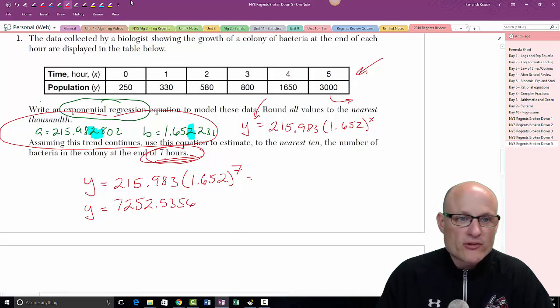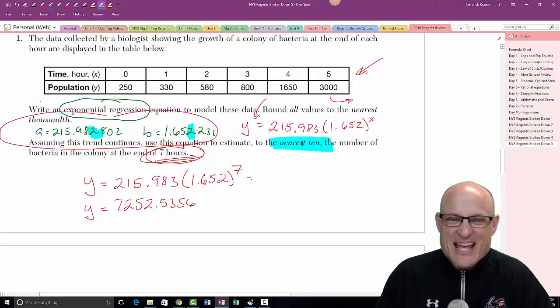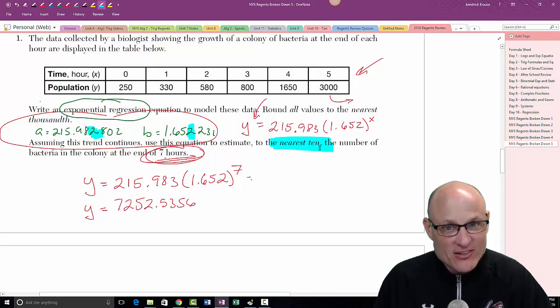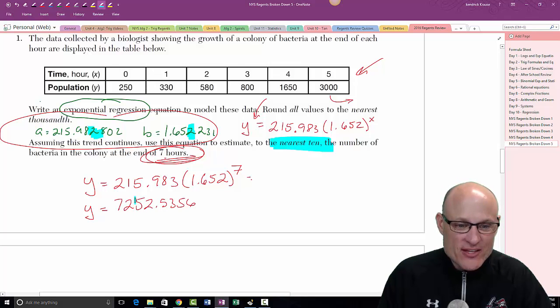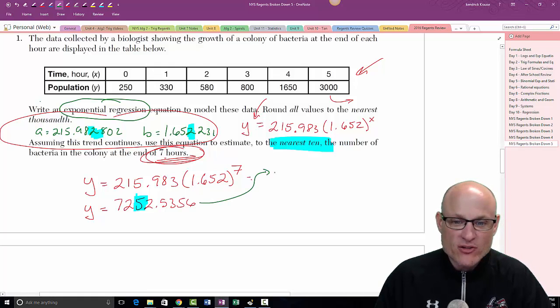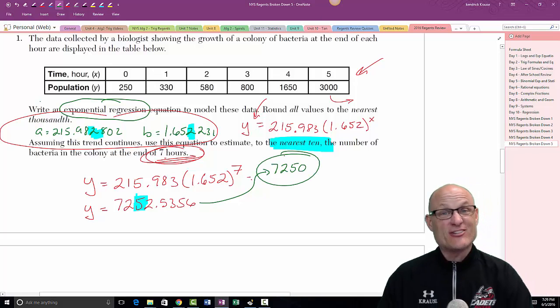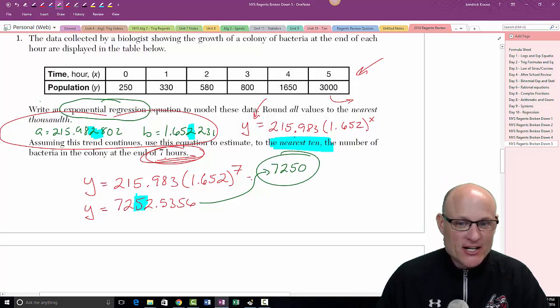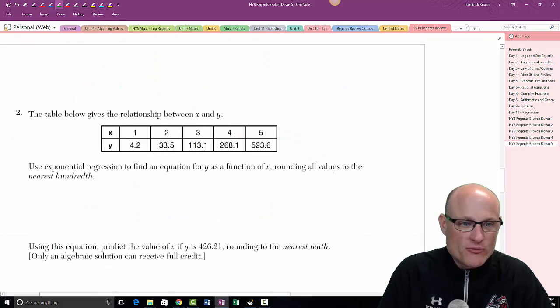Now this is what New York State loves to do. They love to trick you. Look what it says here: round to the nearest 10. That's not the tenths place. That says nearest 10, and this is the number in the tens place. So you're rounding to the nearest tens. Your answer has to be 7250. And that is your answer. All right, be careful with the rounding. Lots of places to make goofy mistakes. You don't want to make goofy mistakes.